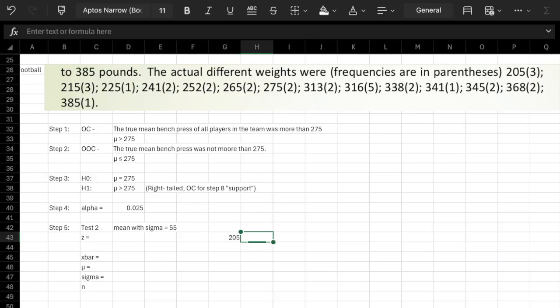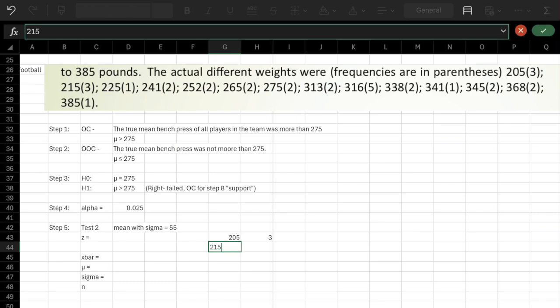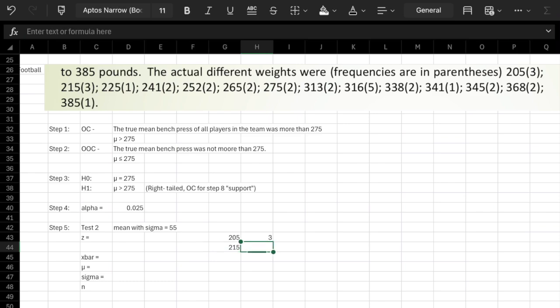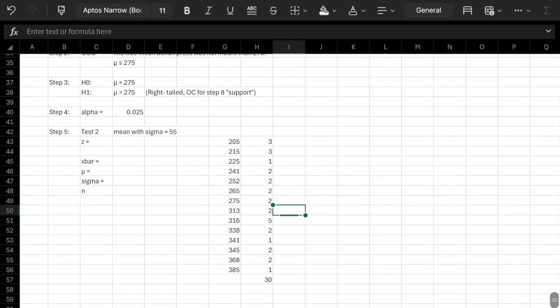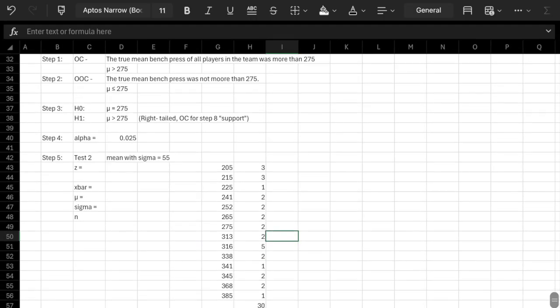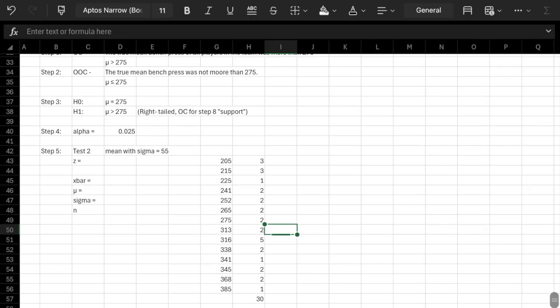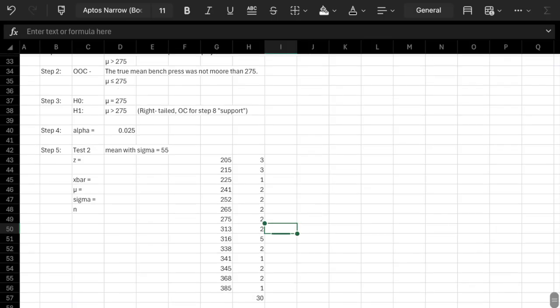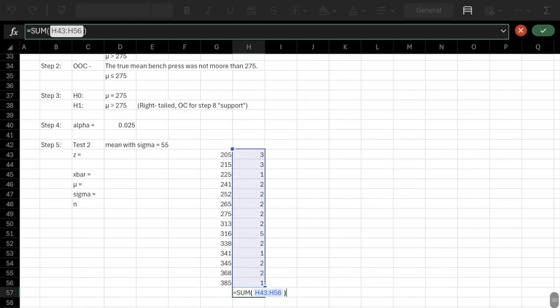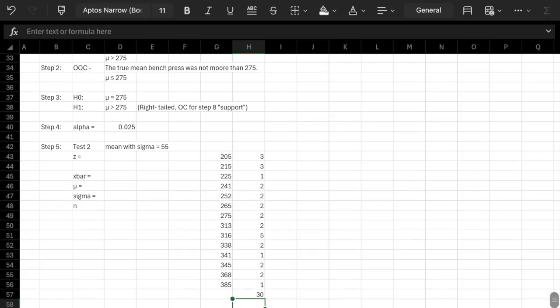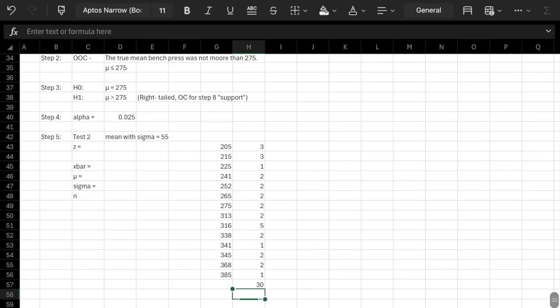205, and the frequency was 3. All right, and then there was 215, and the frequency for that was also 3. And so on. Okay, so now I have all the data from the coach. So 3 people were able to bench a max of 215. 5 people were able to bench a max of 316. And if I sum all of those together, I get 30, which is how many I should have in that sample. Okay, well now what I need to do is get the mean.